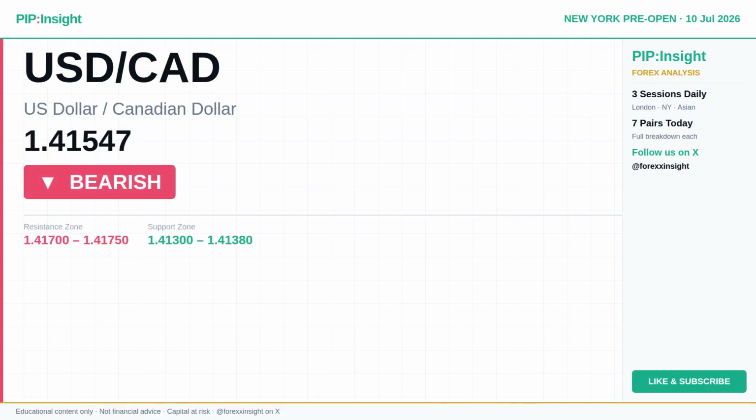Dollar Canada. The chart is showing tentative bearish structure on this session. The 4-hour trend is to the downside. Resistance is marked between 1.417 and 1.4175. Support is marked between 1.413 and 1.4138. Here is the full chart breakdown.